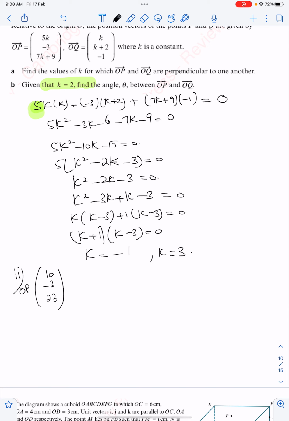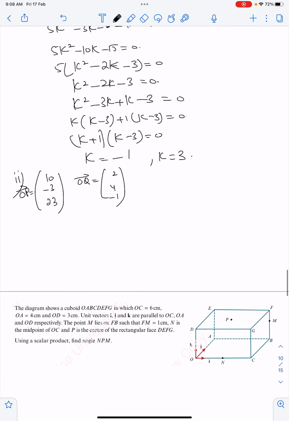Okay, this is OP now without any unknowns. And OQ without any unknowns would be 2, 4, and negative 1. Okay. In order to find out the dot product of this, the angle between them will be cos theta equals OP dot OQ divided by the magnitude of OP. I can write the magnitude of OP like this. Magnitude of OP multiplied by the magnitude of OQ.